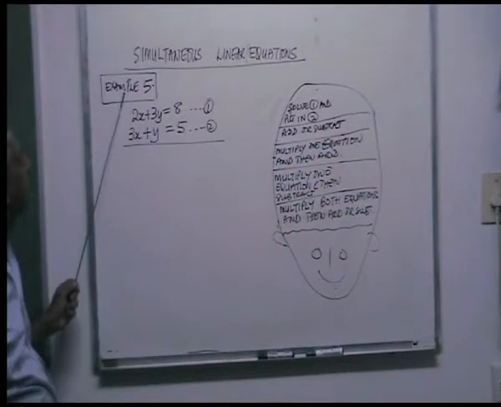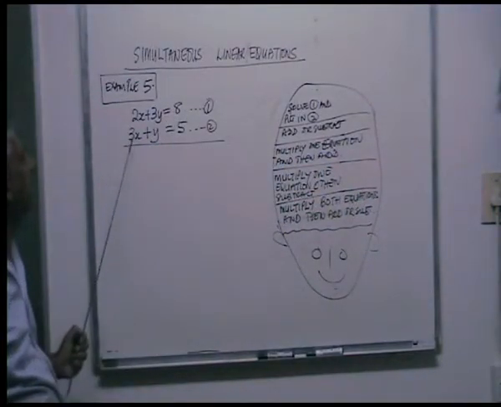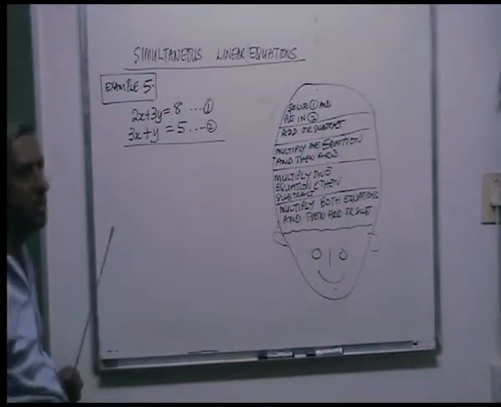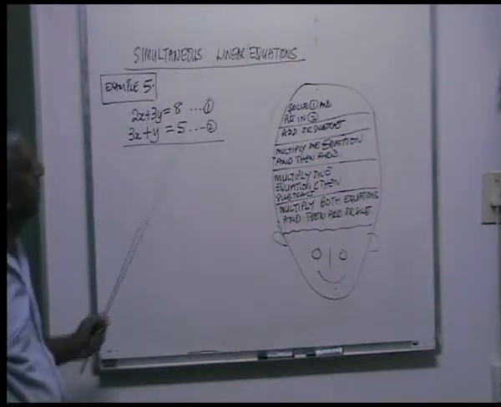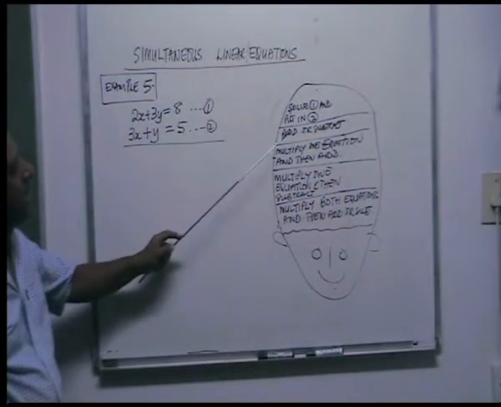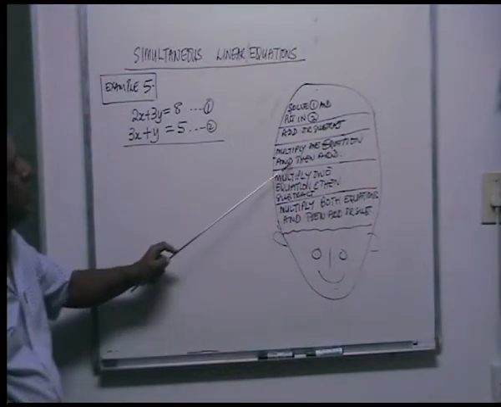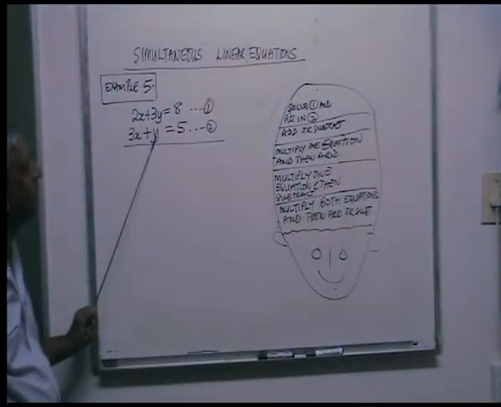Okay, so here we have example 5. 2x plus 3y is equal to 8. 3x plus y is equal to 5. And we want to solve these. Right. So we go through the options. Can I do that? No. Can I do that? No. Can I subtract? No. Can I multiply 1 and then add? If I multiply this by 3, it will become 3y. But if I add, it won't solve my problem.